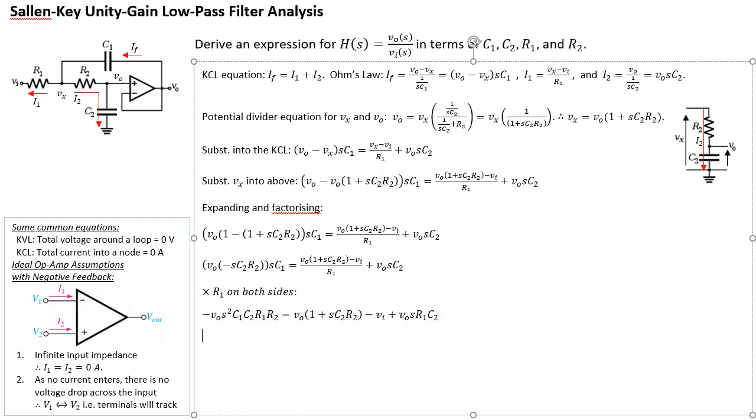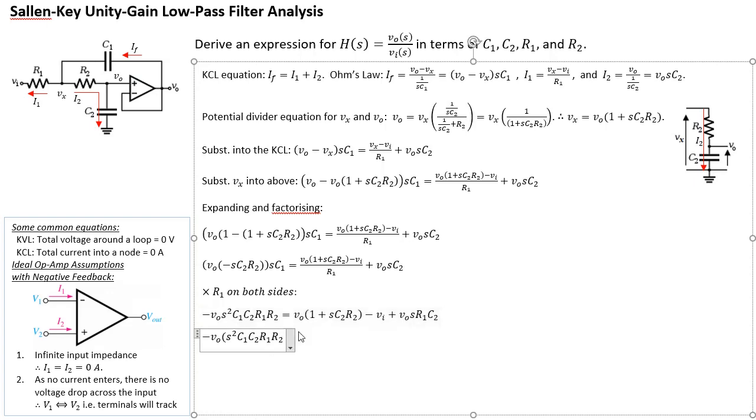All right, so I'm going to have the VO on the left side. I'll keep that negative. So negative VO on the outside, and then inside the bracket, I'm going to get a few things. I get an S squared, C_1, C_2, R_1, R_2. All right, that's this term here, right?